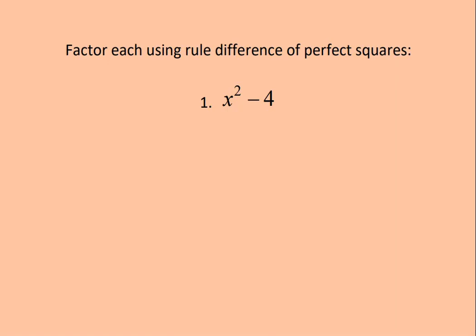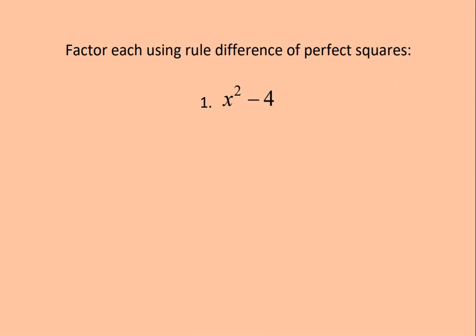Perfect square numbers are numbers that we can get by multiplying another number times itself. For example, 4 is a perfect square because 2 times 2 equals 4. 25 is a perfect square because 5 times 5 is 25. Variables are perfect squares when the exponent is even.